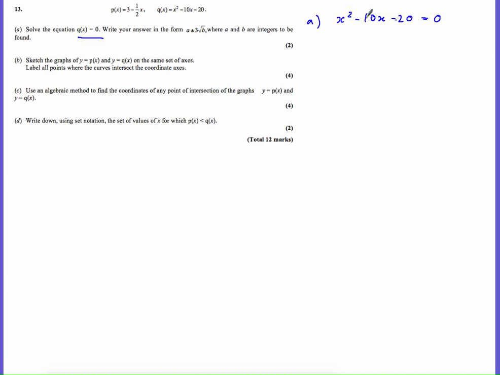Now it says solve it. It's a quadratic. We can solve that. Write your answer in this form. So you could use the formula. You could complete the square. Just because I like to complete the square, I'll go that way. You must remember to give your answer in the right form.